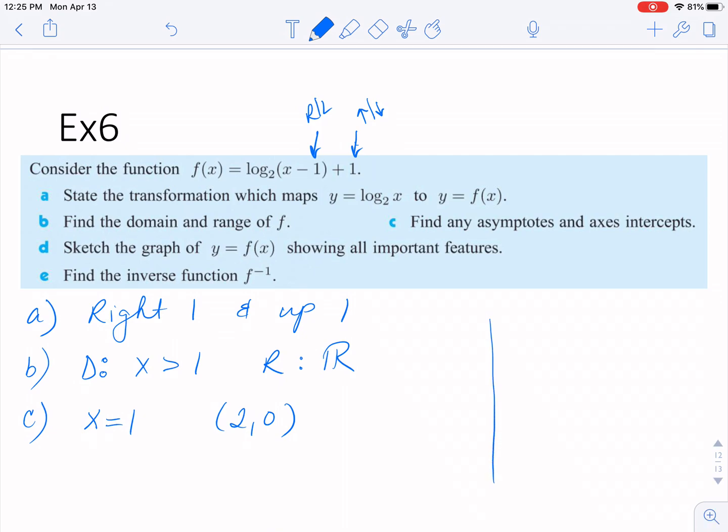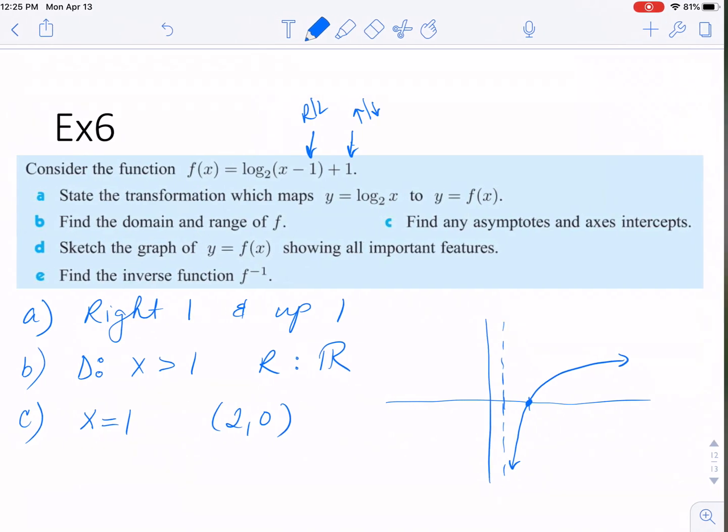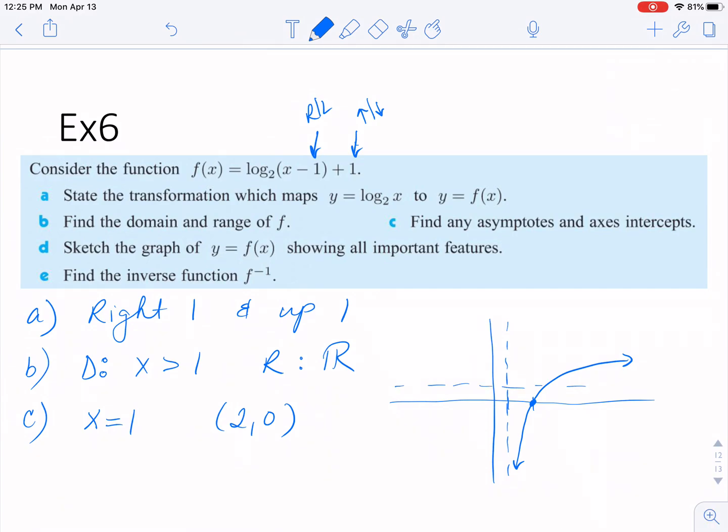So sketch real quick. 1, 2. So there's your vertical asymptote. It's going to touch here, and it's going to go like this. And it's also going to go up 1. Sorry, I forgot about the up 1. So it's actually going to go, get rid of this. Oops. There's your axis. So it's actually going to touch right there.